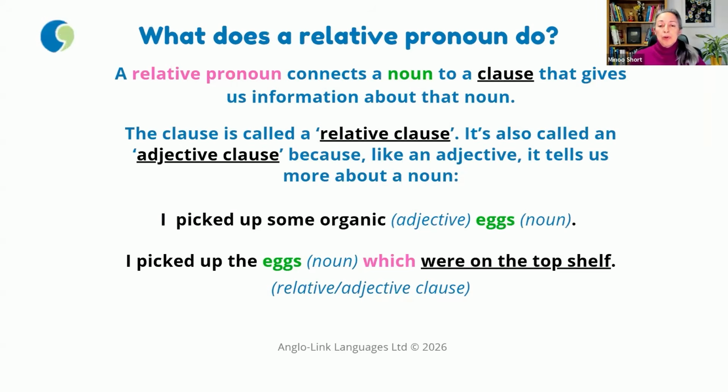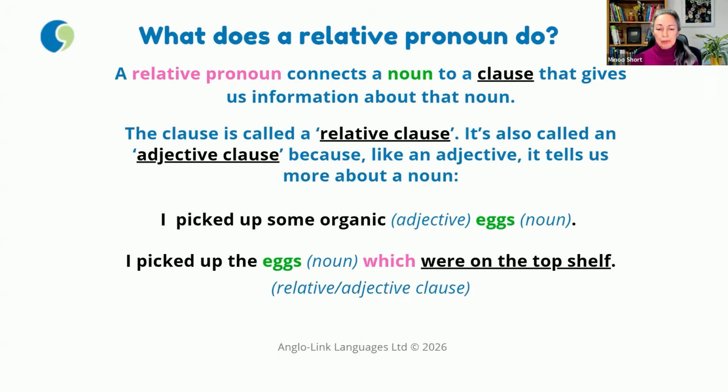What does a relative pronoun do? Well, a relative pronoun connects a noun to a clause that gives us information about that noun. Now, this clause is called a relative clause, but it's also called an adjective clause because, like an adjective, it tells us more about this noun.